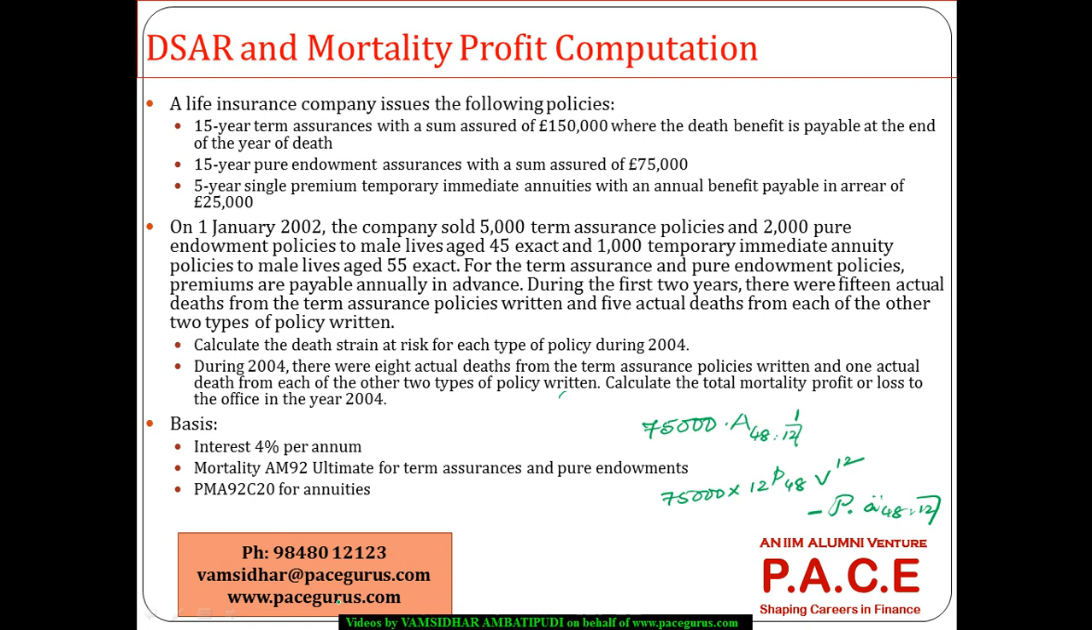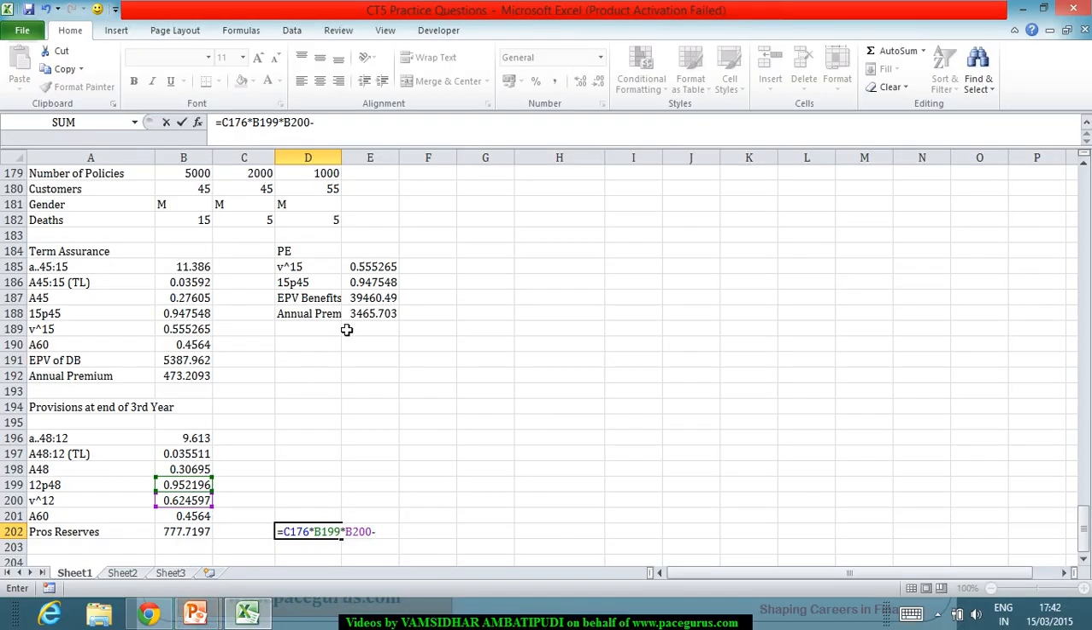Minus I want to find the expected present value of the premium. The premium is 3465 into the expected present value per those, which is this much. Finding out that the reserve that has been built up, the reserve requirement at the end of the year 3 is 11,289 in case of the pure endowment policy, whereas it is around 777 in case of the term life policy.